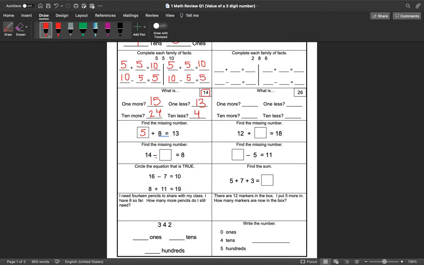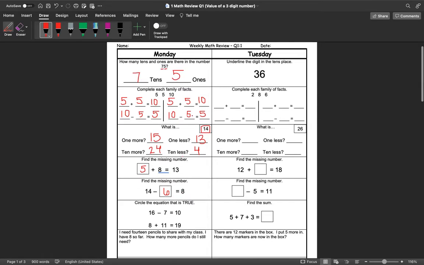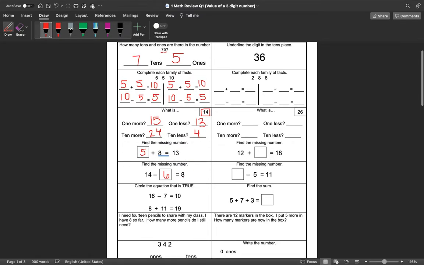And for this one, 14 minus what number equals 8? Well, we can check our answer with this by saying 14 minus 8 to see what the answer is. So 14 minus 8 would be 6. So we can check our answer with this by saying, does 6 plus 8? Remember we talked about, we looked at fact families. So 6 plus 8, check to make sure that that equals 14.